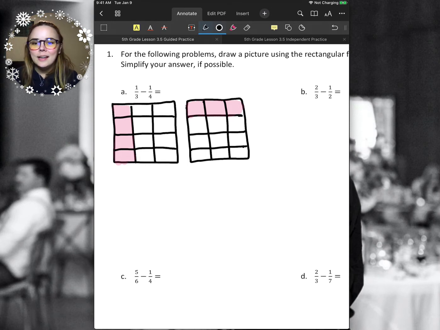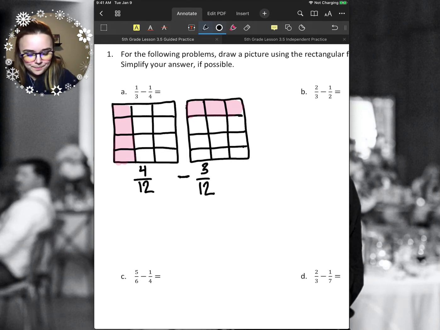So before we get to that, let's write out our equivalent fractions. So 1/3 is equivalent to 4/12. And remember, we're subtracting this time. And 1/4 is equivalent to 3/12. So what we're going to do here, there's kind of two different ways that we can do this. We can just subtract our numbers straight across. We can subtract 3/12 from 4/12, and we get 1/12.